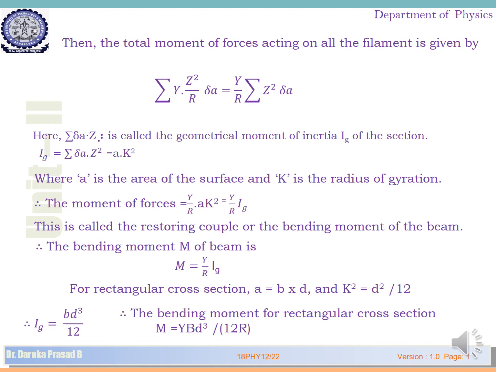Moment of inertia is mass into the radial distance square. Here, instead of mass, we take an area. Hence, area into the radial perpendicular distance square, that is ΔA into Z square, all summed, which can be called the geometrical moment of inertia, noted as Ig. So the geometrical moment of inertia Ig is equal to the summation of ΔA into Z square.